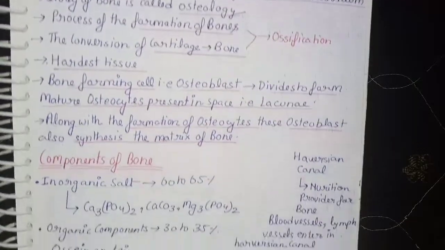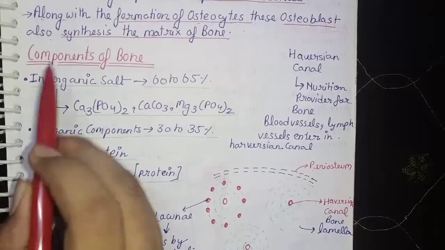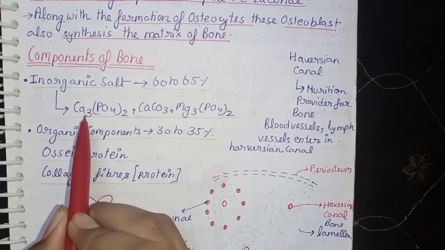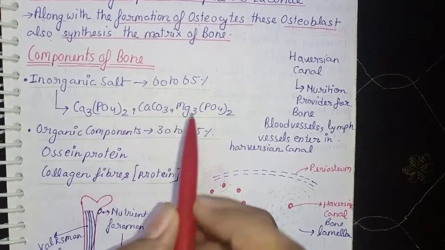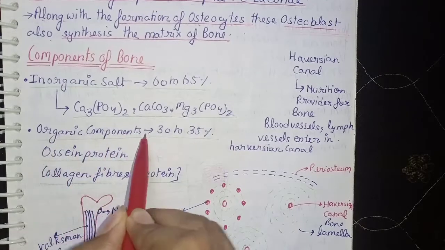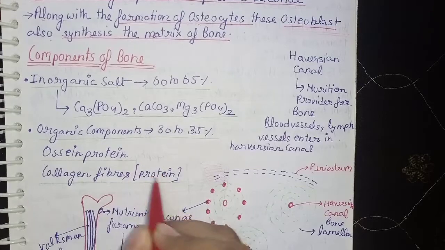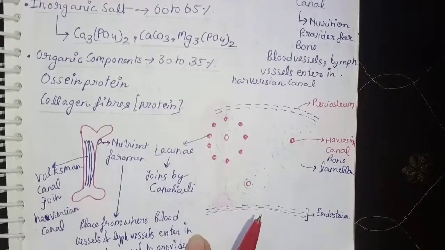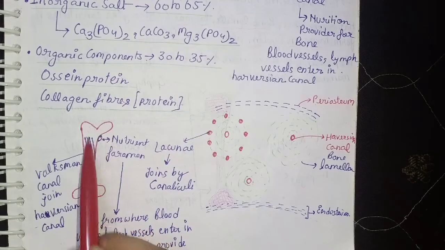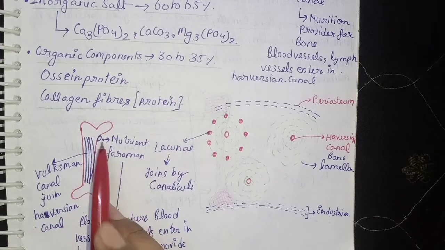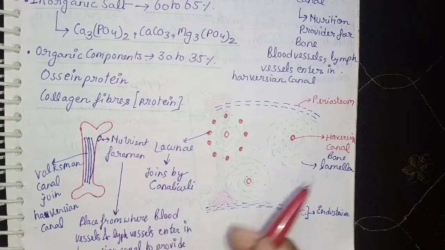Now coming to the components of bone. Bone is formed by inorganic salts, 60 to 65%, like calcium phosphate, calcium carbonate and magnesium phosphate, and organic components, 30 to 35%, that is ossein protein and collagen fiber. Now in the diagram of bone, you can see Volkmann's canal that joins with the Haversian canal, and there is also a nutrient foramen in every bone, from where blood vessels and lymph vessels enter the Haversian canal to provide nutrition.